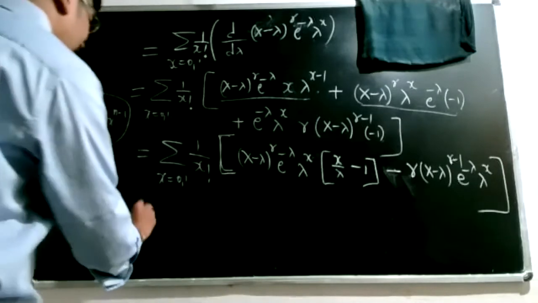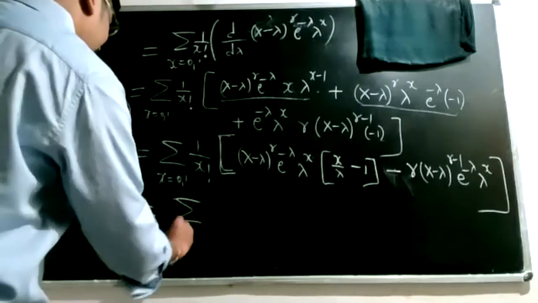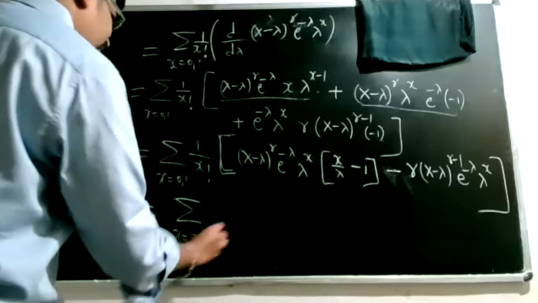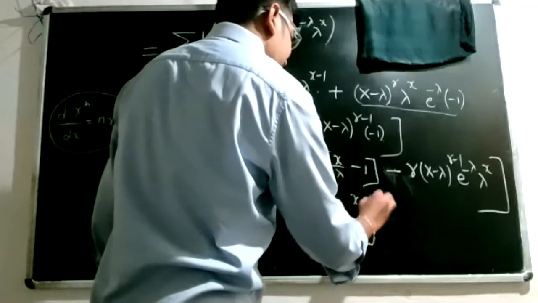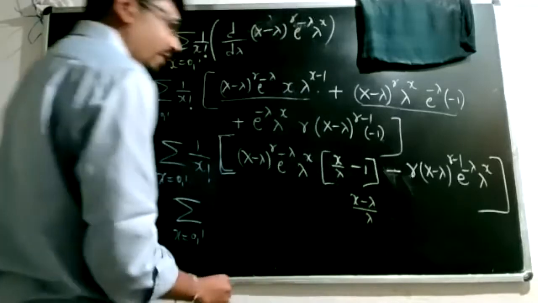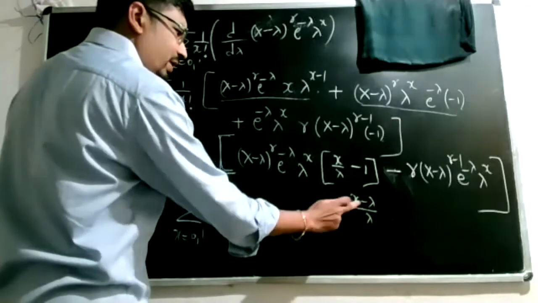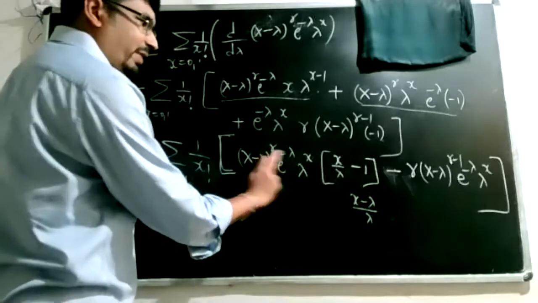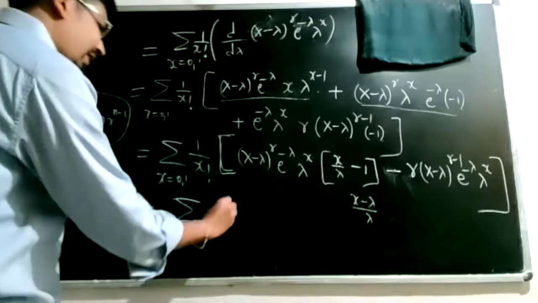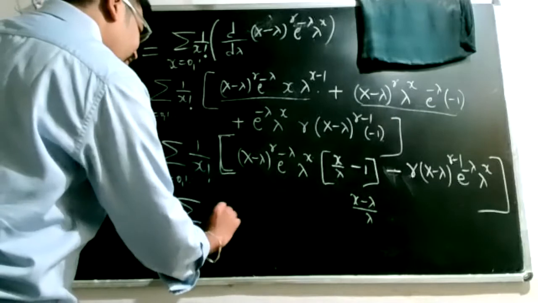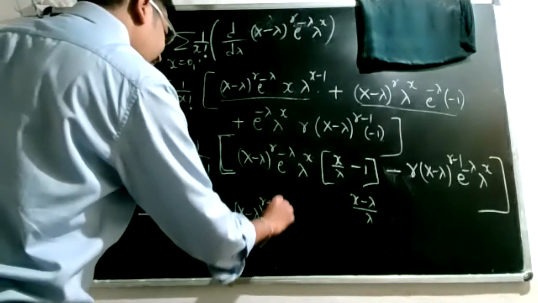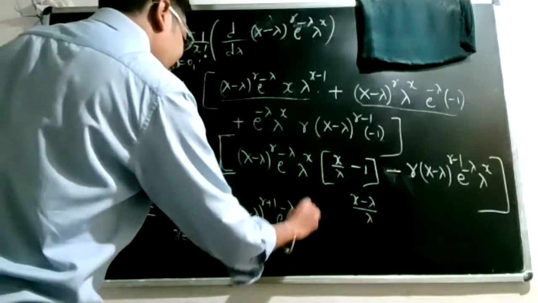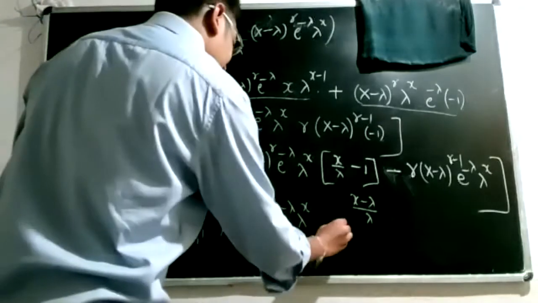Now send this factorial inside and see what you get. So I'll again simplify this. Now this term becomes (x minus lambda) by lambda. So you can take this lambda outside, and you have (x minus lambda) power r into (x minus lambda). So I'll have 1 by lambda, (x minus lambda) power r plus 1, e power minus lambda, lambda power x.